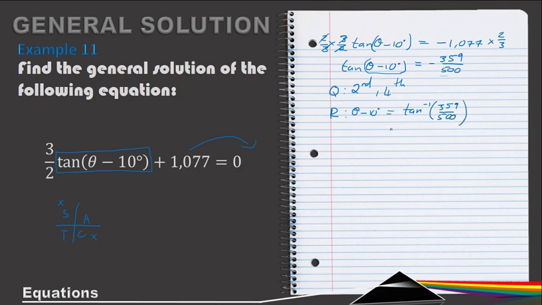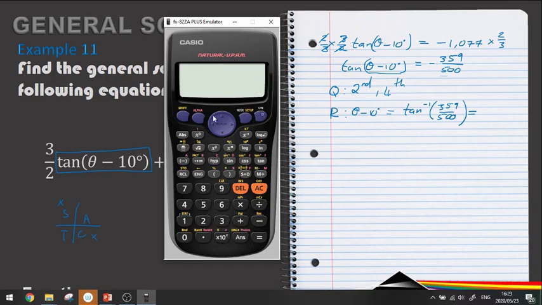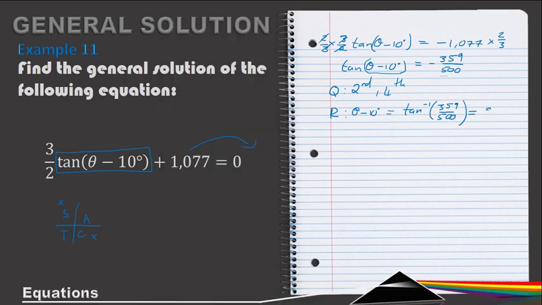So this value is then going to be, I say shift tan and then 359 over 500. So this gives me 35,68. Okay, so that's our reference angle then.